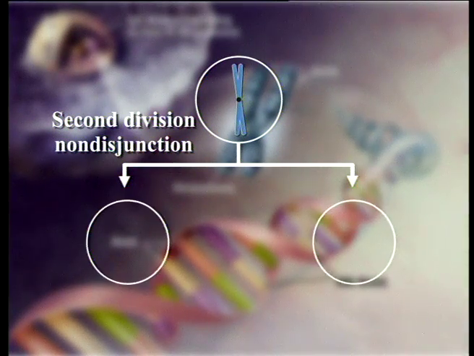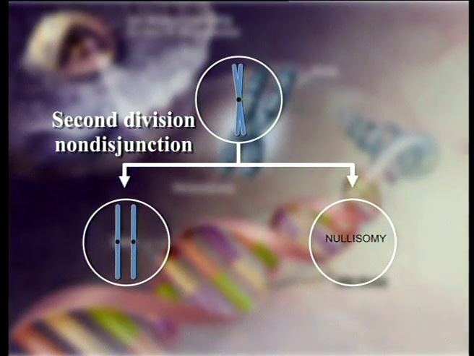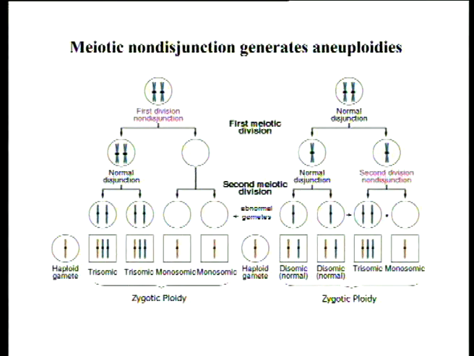Nullisomy involves a loss of one homologous chromosome pair. This could arise if non-disjunction occurs for the same chromosome in meiosis in both parents, producing gametes each with no copies of that chromosome and one copy of all other chromosomes in the set.